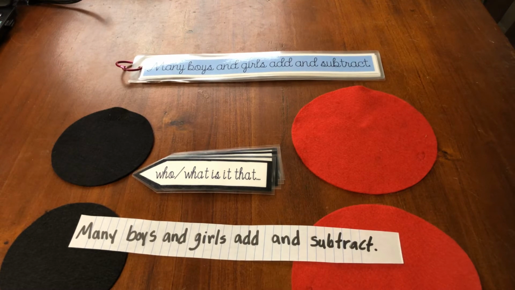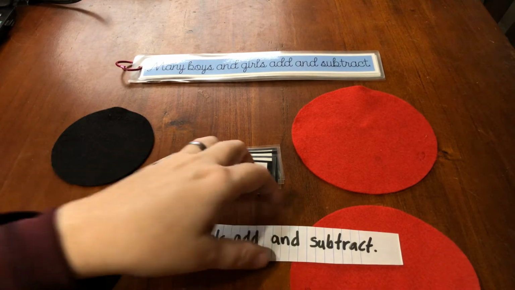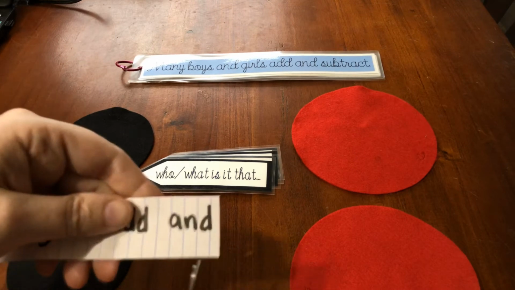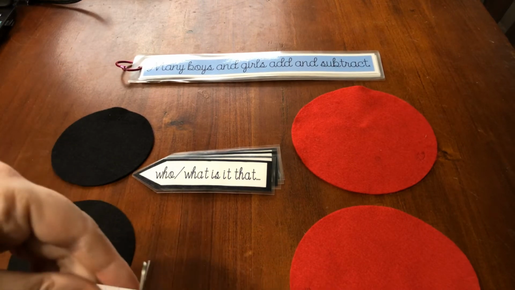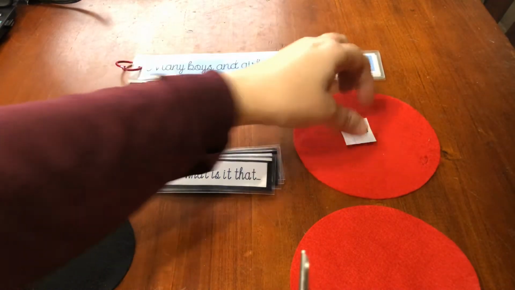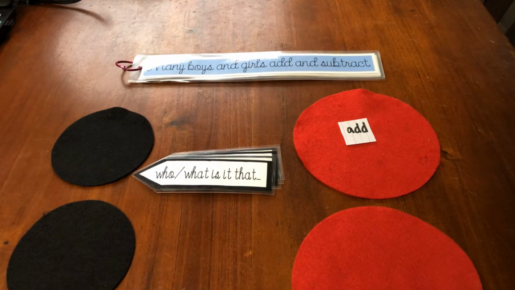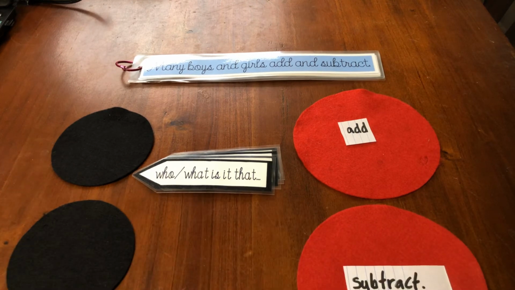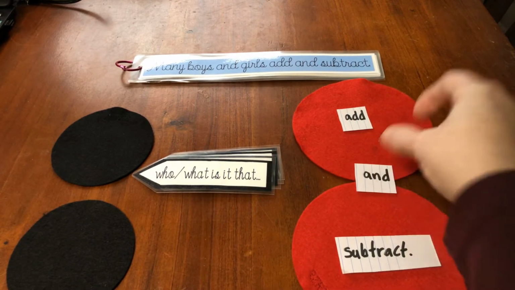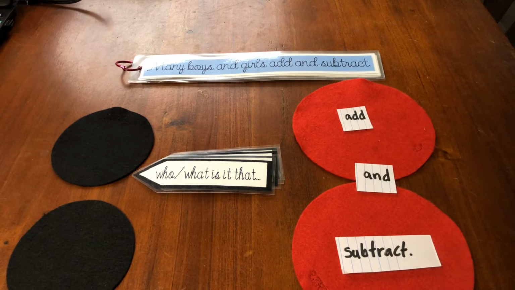Now, what do we look for first? The verb, that's right. Add, subtract. Those are both verbs. They're both things we can do. So let's cut out add and subtract. Add was our first verb, so I'm going to put it up top. Subtract was our second verb, so I'm going to put it on the bottom. And I'm going to put and in the middle so that we know they both add and subtract.